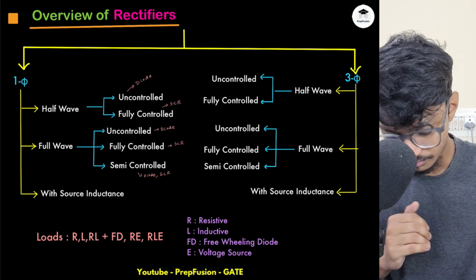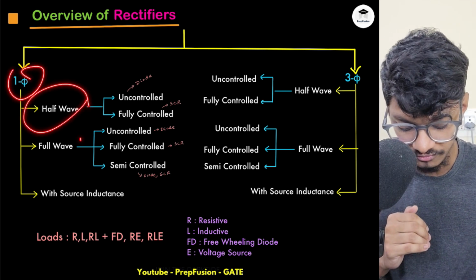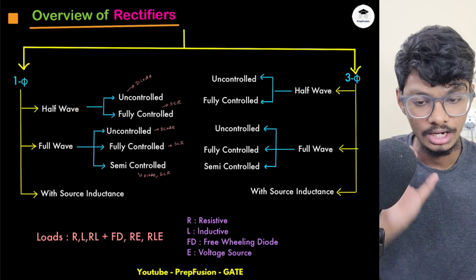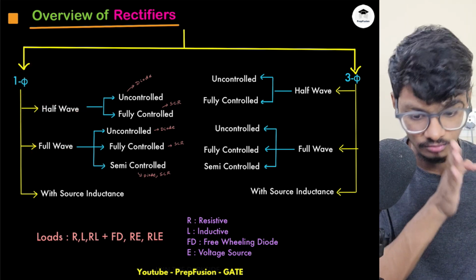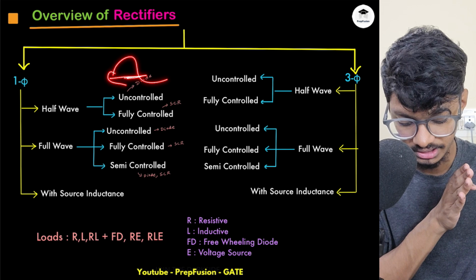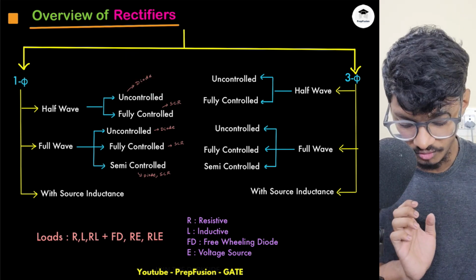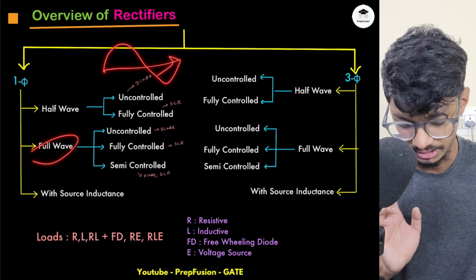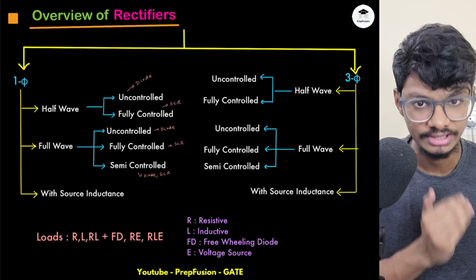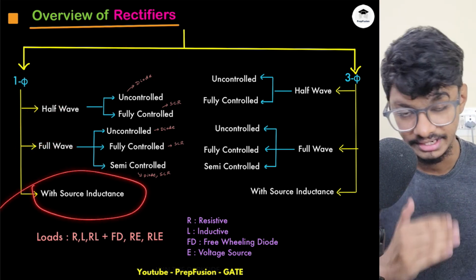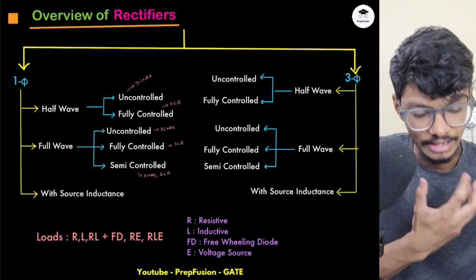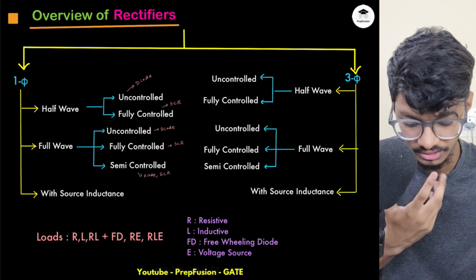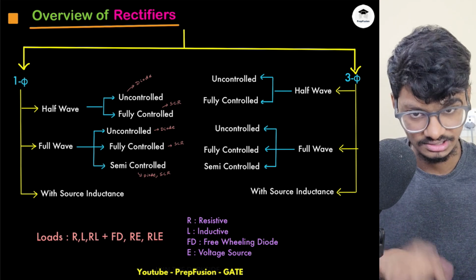And what are the important points that you need to take care of. So in single phase we have half wave and full wave. Half wave means it will conduct only for the half of a full sine wave, right? Only up until this region, not until this region. Full wave means it will conduct for the full cycle. And with source inductance, that will be later on. We'll add a few non-idealities in the source, then we'll do the analysis with source inductance.